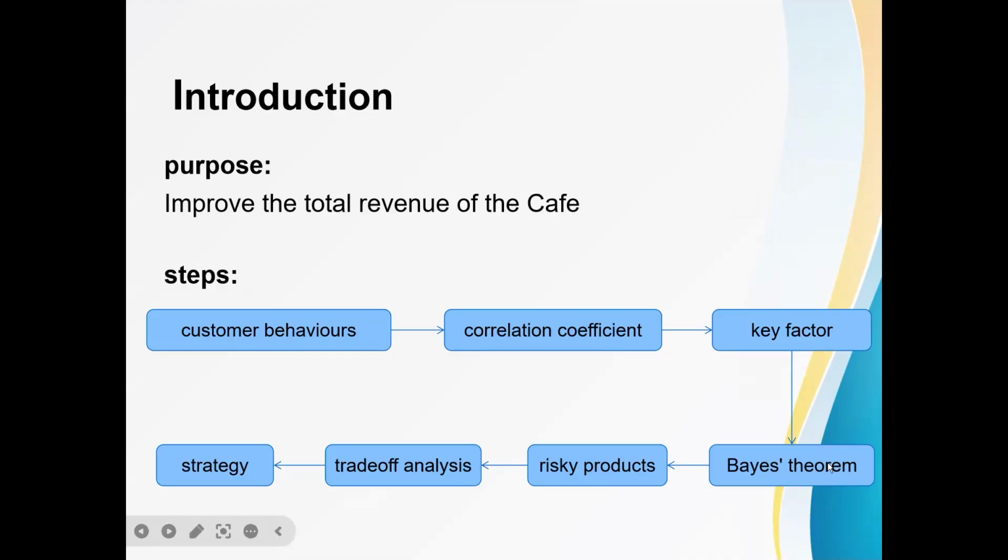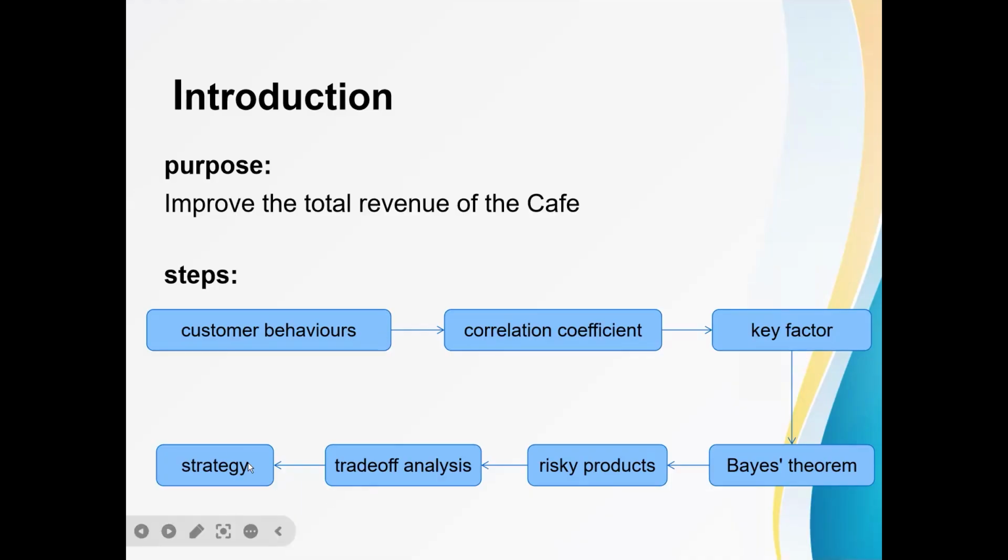Then I applied Bayes' theorem to select high-risk products, those that have a significant chance of impacting sales negatively. Based on these insights, I designed specific strategies to address the challenges and opportunities. Then I evaluated the trade-offs of the business strategies, weighing the potential benefits and risks to determine whether the strategy should be implemented.